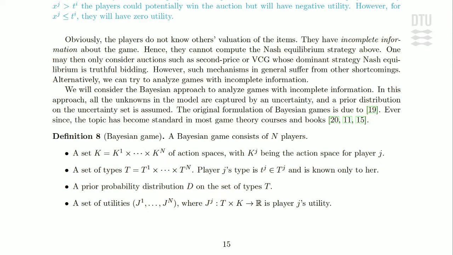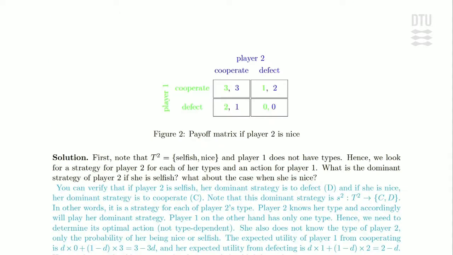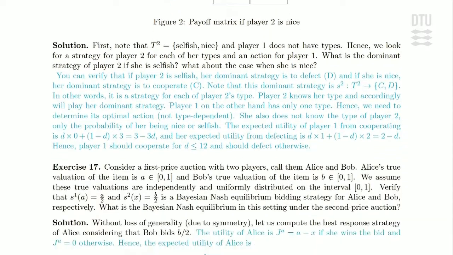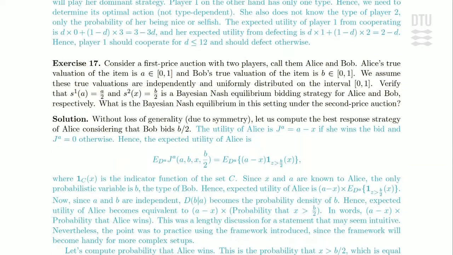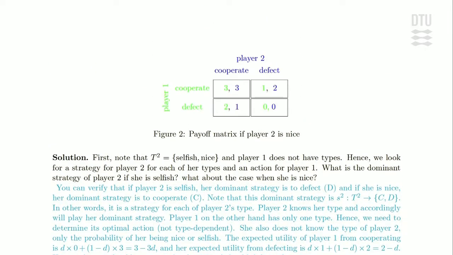For example, in the first price auction, your utility was the payment minus your true value. The payment depends on your strategy, which is why it's a map from actions, and your true value is your type, which is why it depends on both. There are some examples that we won't go through, but you can see here the definition of Bayesian Nash.